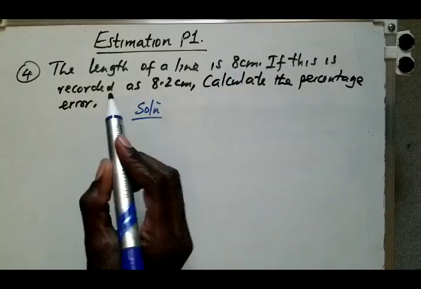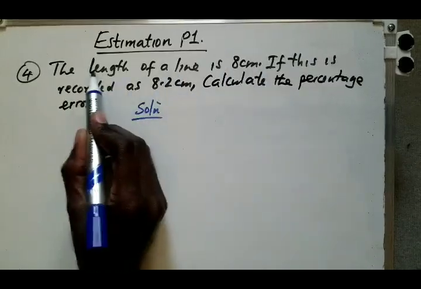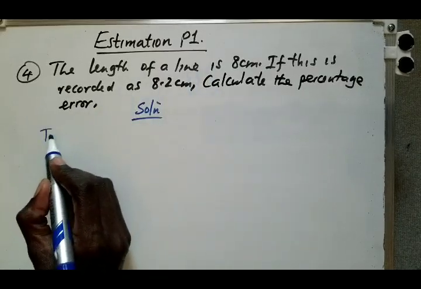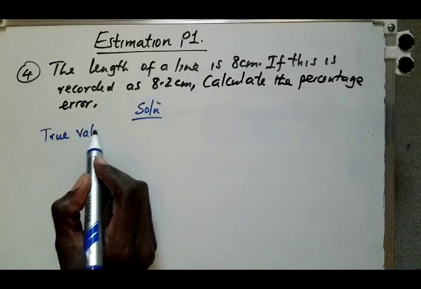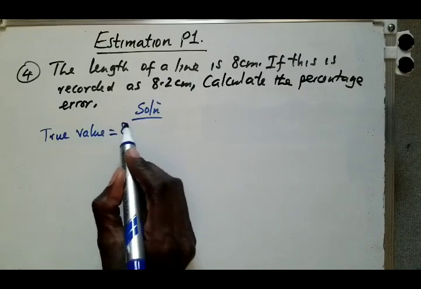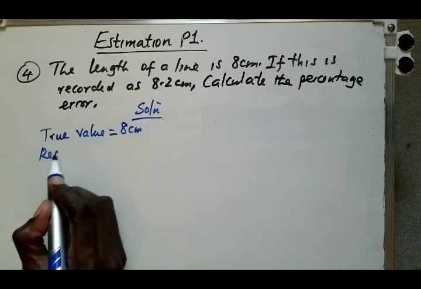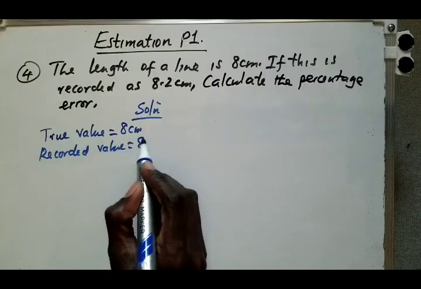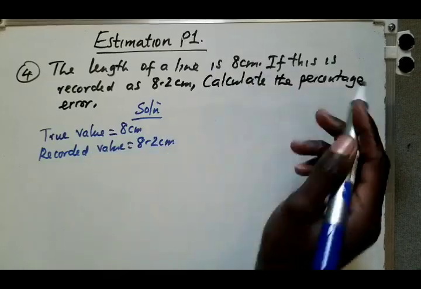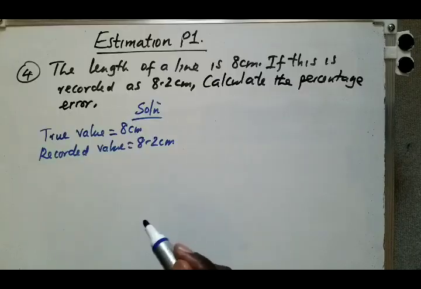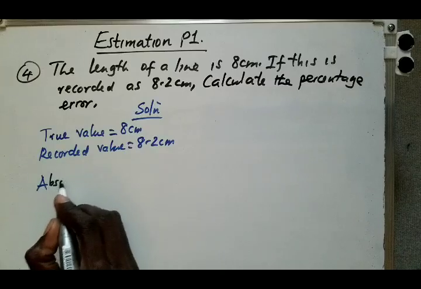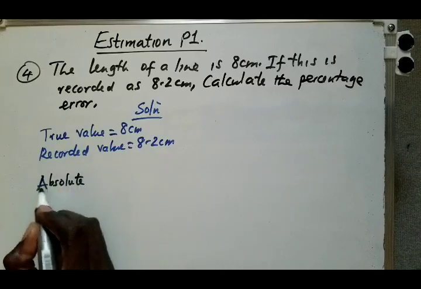So now they have given you the length of the line, meaning that is the true value. So the true value or the true measurement is simply 8 centimeters. Then the recorded value is simply 8.2 centimeters. Calculate the percentage error. Now the first thing, you need to find what we are calling the absolute error.